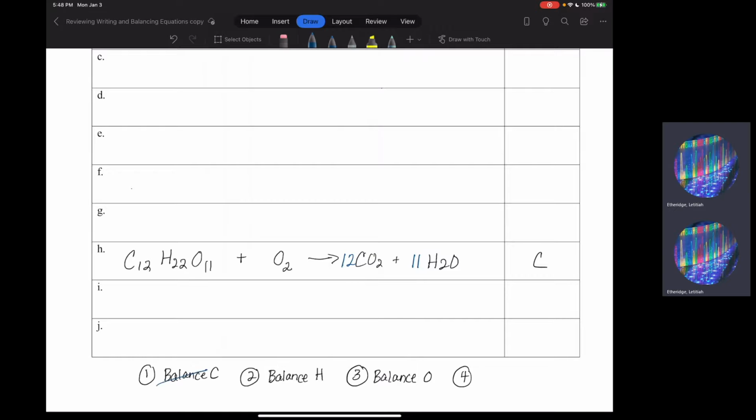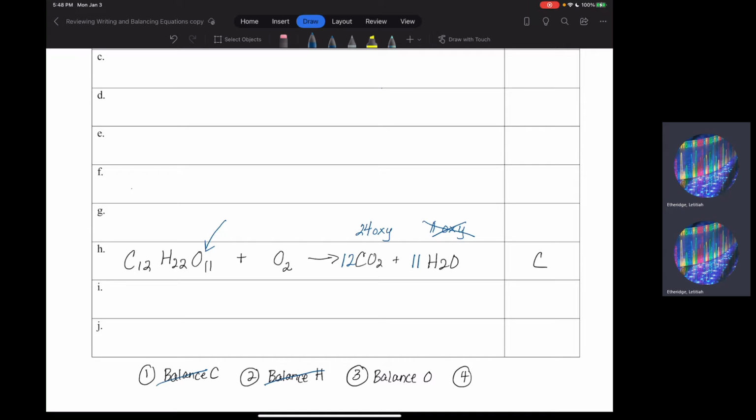So we have now balanced carbon, we have now balanced hydrogen, and now we need to balance oxygen. So when we talk about how many oxygens we have in carbon dioxide, we have 24 oxygen. In water, we have 11 oxygen. Total here is 35 oxygens, but the good thing is we already have 11, okay? So these 11 account for those 11. So now I just need to find 24.